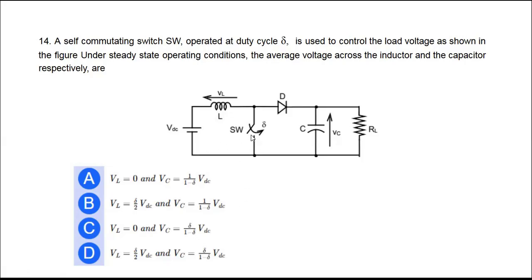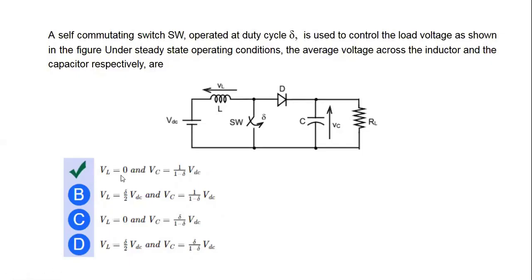We all know that the average voltage across the inductor of a DC to DC converter is always 0. And since this is a boost converter, the voltage across the capacitor, which is nothing but the output voltage, is given by 1 by 1 minus duty ratio into input voltage. So option A will be the correct answer, because VL, the average inductor voltage, is 0, and VC, which is nothing but the output voltage, is equal to 1 by 1 minus delta into VDC. So the first option is the correct option.